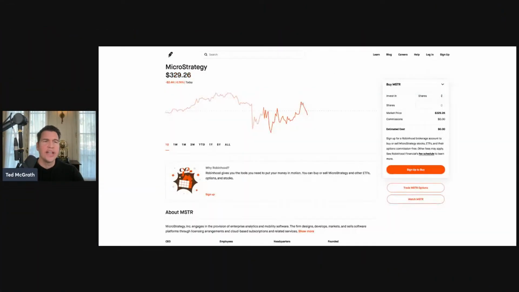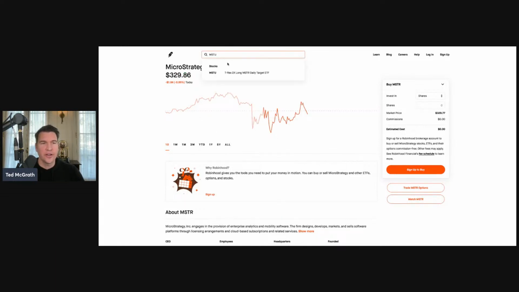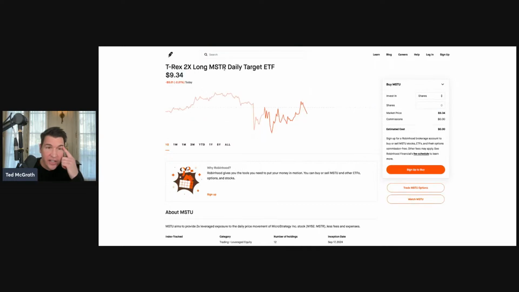So if we look at the ticker on MicroStrategy right now, it's trading at 329. And then if you look at MSTU, totally different. They are not the same thing. It trades at $9.34 right now. At one point when MicroStrategy was at like 500, this was trading at $30.